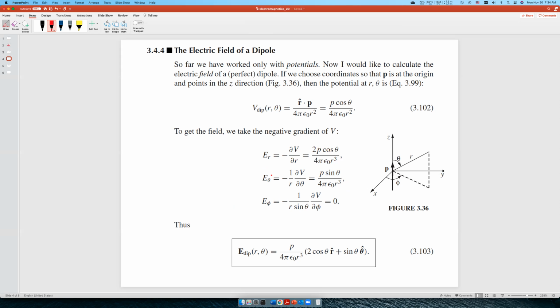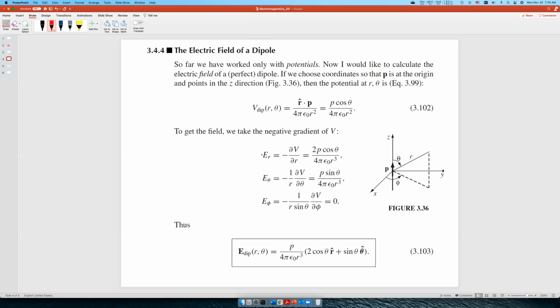And then in the theta direction, if you use the knowledge of spherical coordinates for the gradient, you will get P sine theta over 4 pi epsilon 0 r cubed. And for the phi direction, you will get 0 because the potential is independent of phi, as shown in this equation.